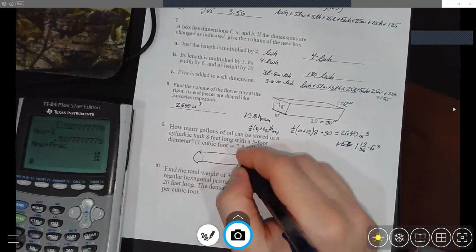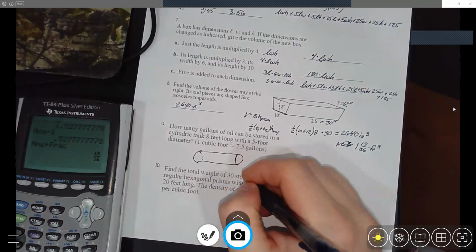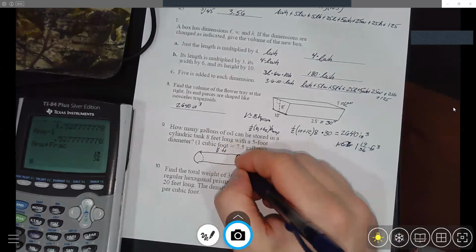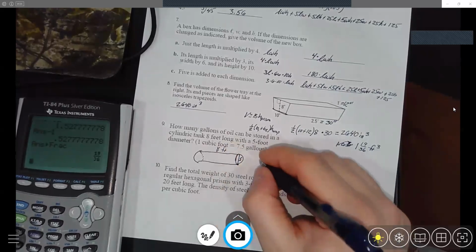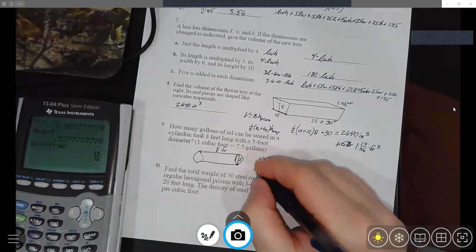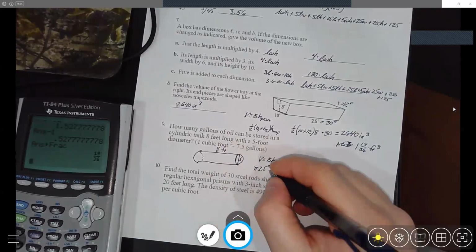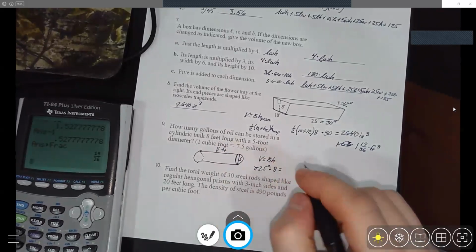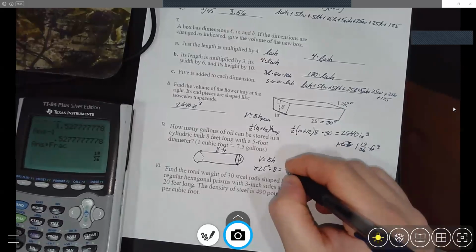And then okay, so here's my cylindrical tank. It's 8 feet long and has a 5-foot diameter. So first we got to figure out the volume of this thing. So the volume is the area of the base times the height. So the area of the base is pi 2.5 squared. Diameter is 5, radius is 2.5. And then times the height is 8. Okay, so that's 6.25 pi times 8. So that should be 50 pi.